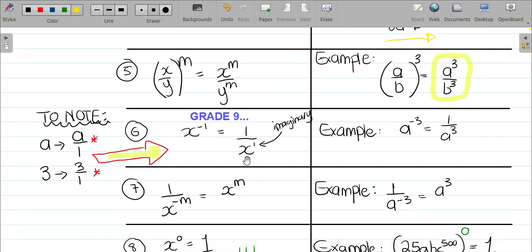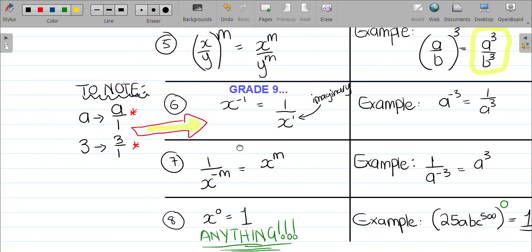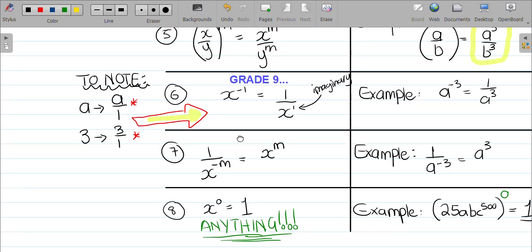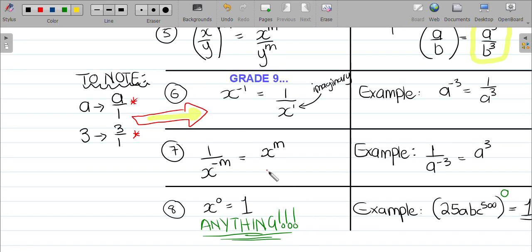Okay, so we get to a point over here where we're starting to reach grade 9 stuff. So if you are in grade 8, you can skip rule 6 and 7. Actually, I would suggest, or rather stick around. It's really good to learn this, just in case. And then rule number 8 applies to everyone. So please note that this rule over here and this rule over here are very similar. Okay, it's actually the reverse of each other.